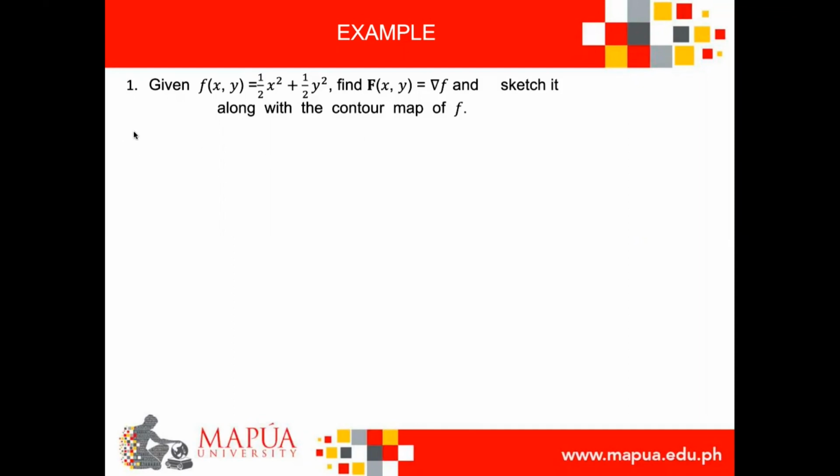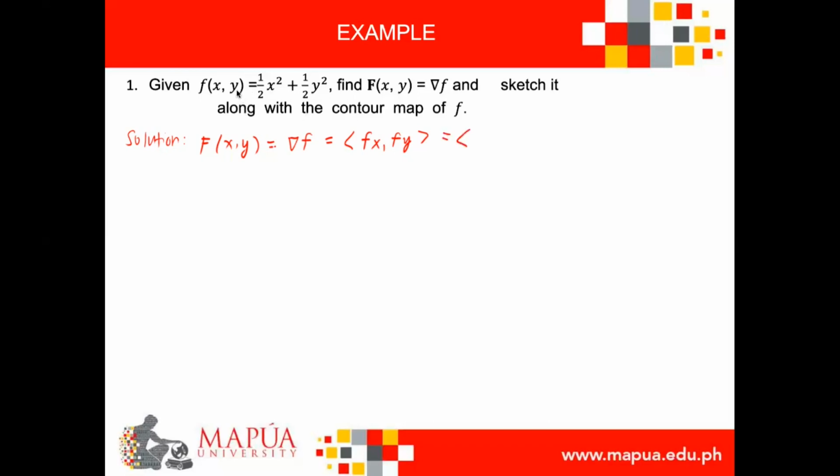So the first thing to do is to define the vector field. F of xy is equal to del f, where we have the formula: the partial derivative of the function with respect to x, then the partial derivative of the function with respect to y as its components. So let's get the partial derivative of the function with respect to x as the first component, then with respect to y as the second component.